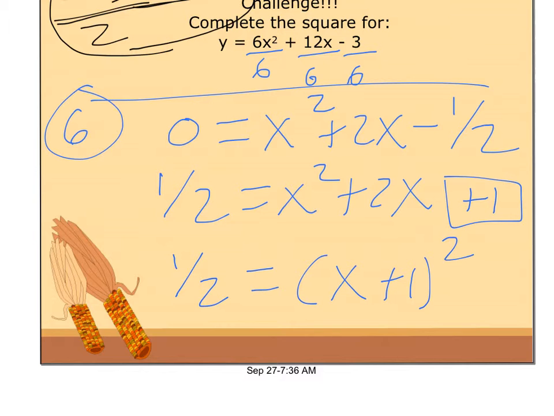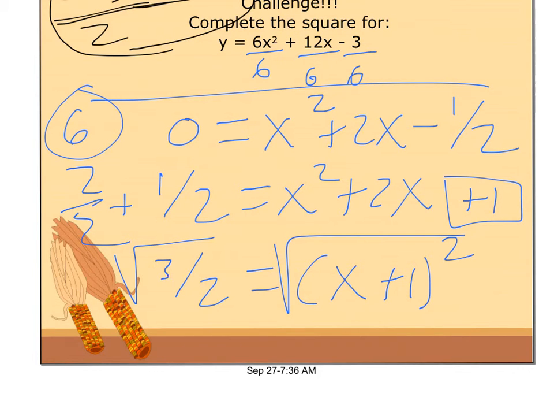Now I can solve by taking the square root of both sides. Whoops, excuse me, I skipped one little step here. Almost made a huge no-no. When I added the 1 over here, I need to add it over here as well. All that changes is that now on the right side I have 3/2 instead of 1/2. Take the square root of both sides and proceed to solve.